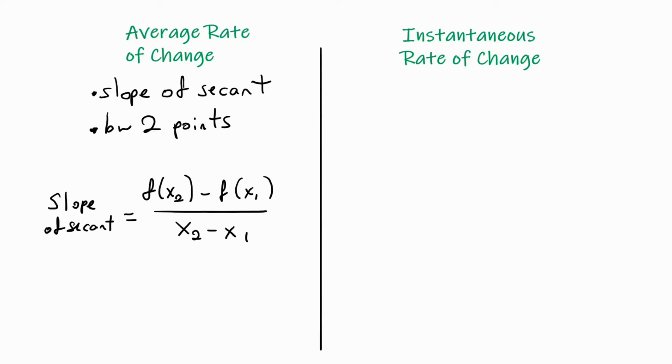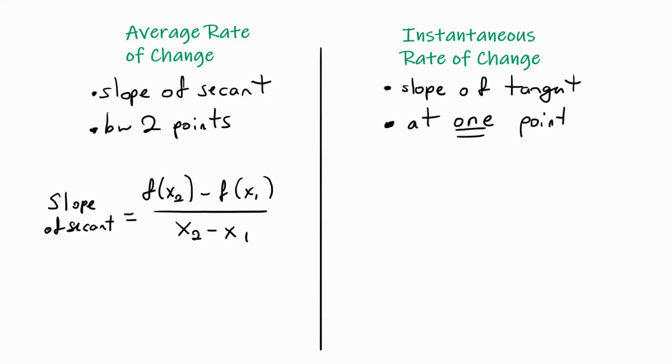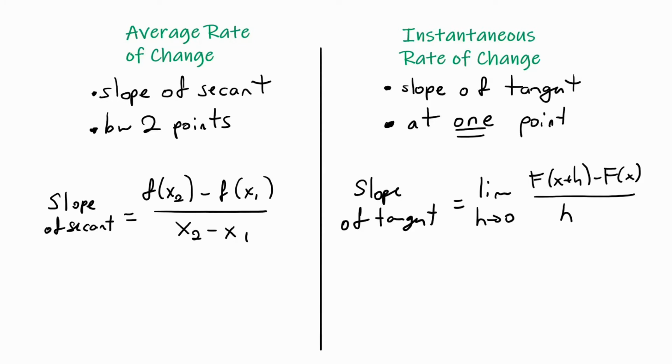Instantaneous rate of change, this is what we did in section 1.2 with limits. We said it's the slope of a tangent and it passes through 1 point. And we found that in order to find the slope of the tangent, we used limits.